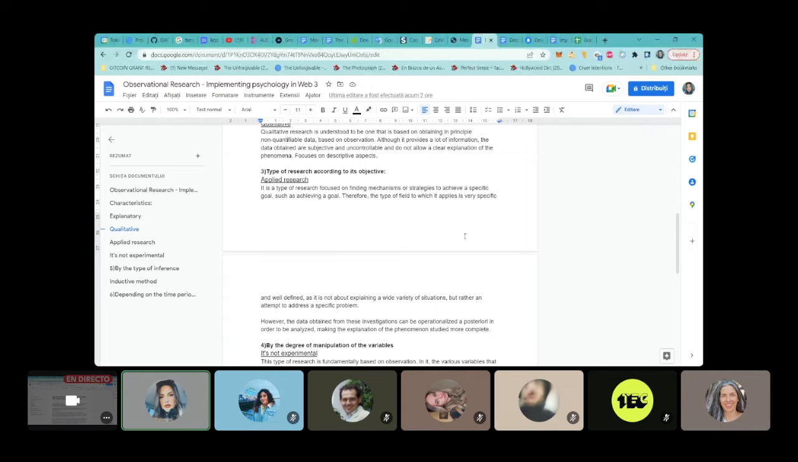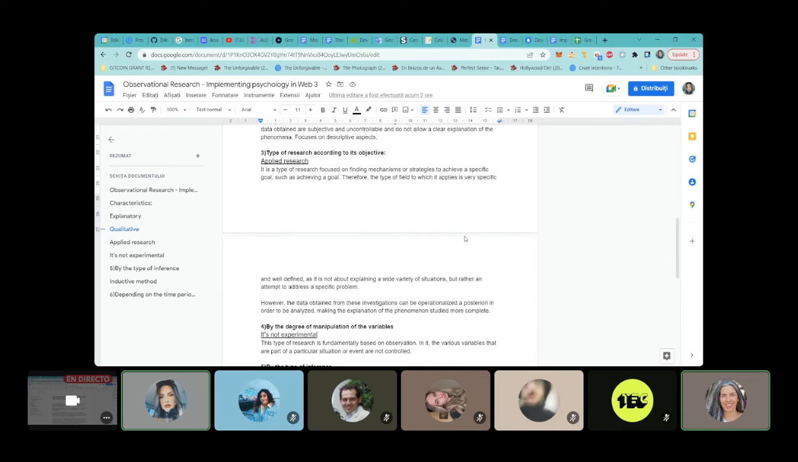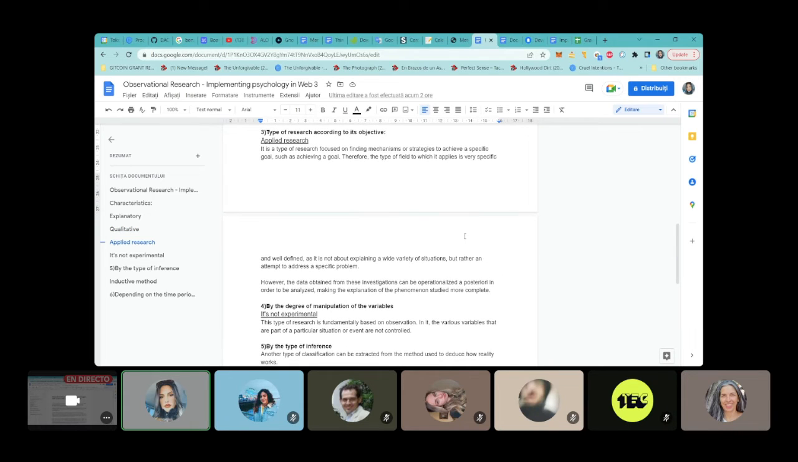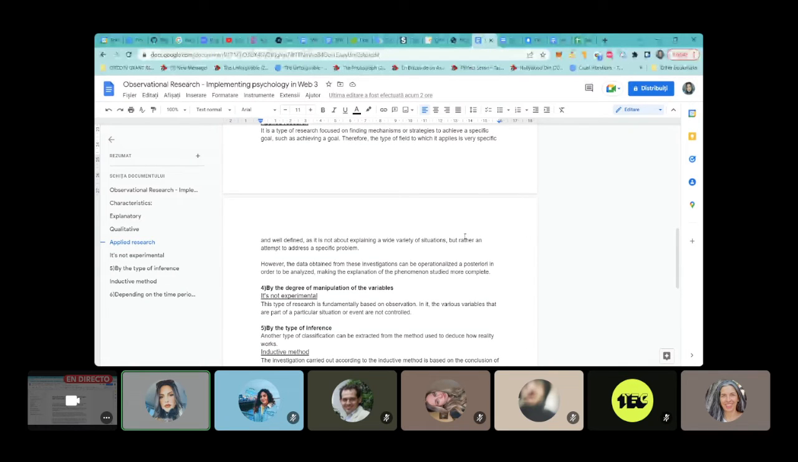From the type of research according to its objective, ours is applied research because it's a type of research focused on finding mechanisms or strategies to achieve a specific goal. Therefore, the type of field to which it applies is very specific and well defined, as it's not about explaining a variety of situations, but rather an attempt to address a specific problem.